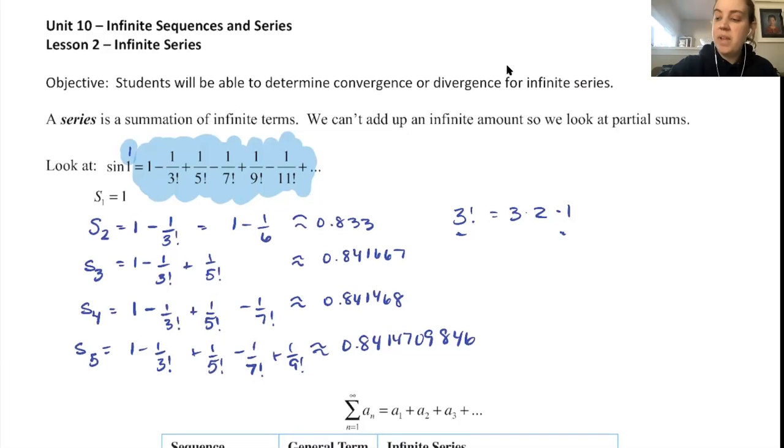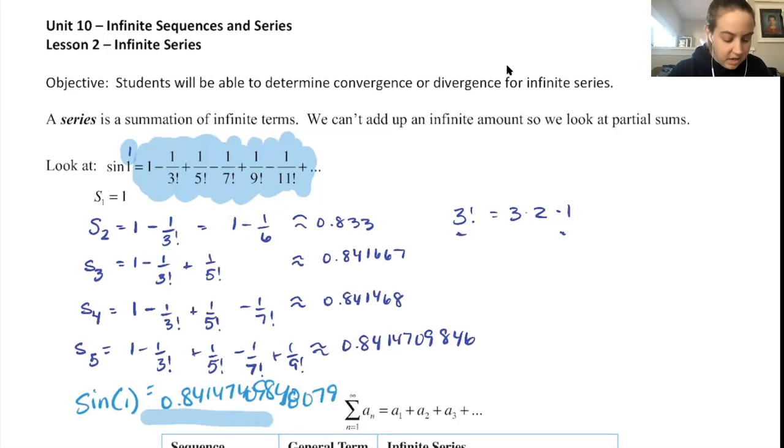But what if I just pull out my calculator, making sure I'm in radians, and figure out what the sine of 1 is? Well, the sine of 1 in my calculator is 0.84147409848079. So we are accurate all the way through that 84 to here. To here, the values match.